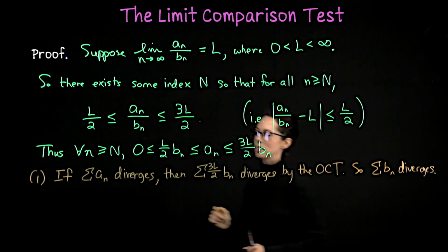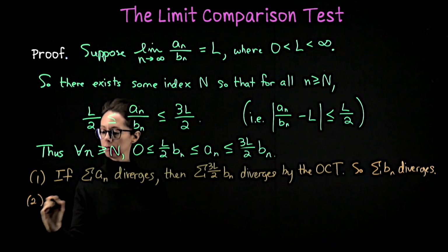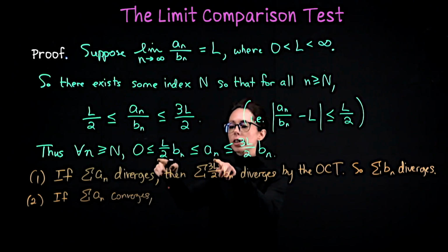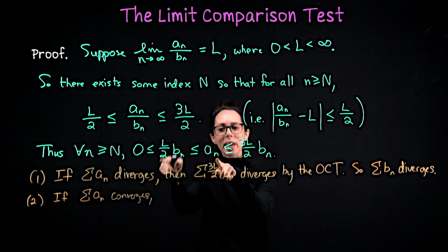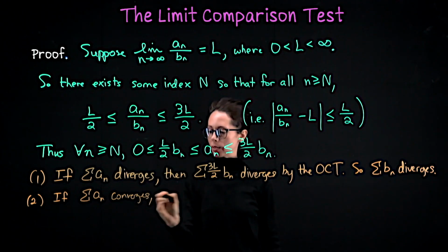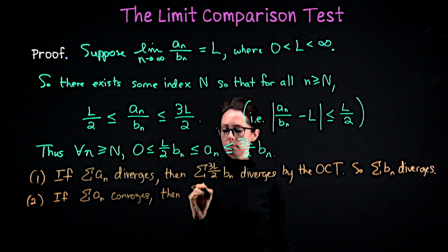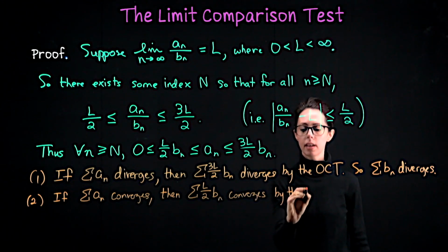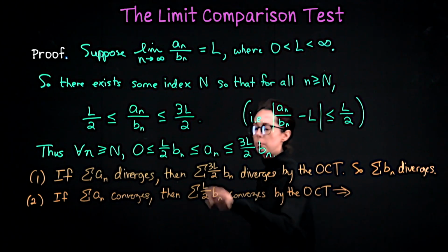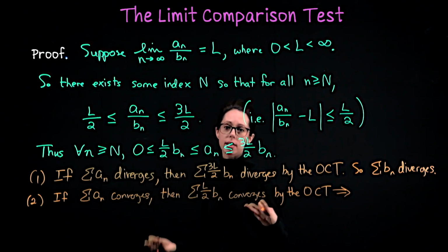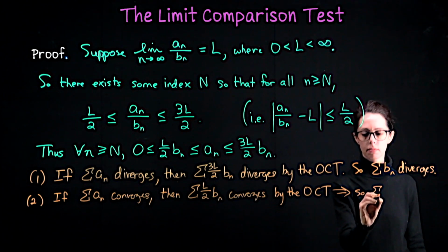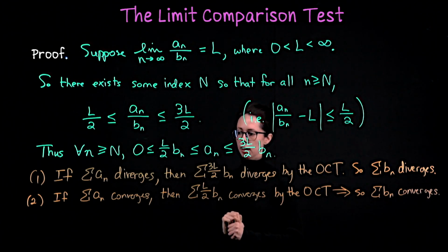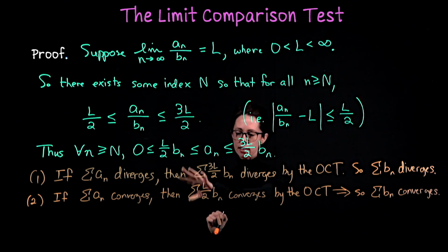Let's do, what about if the series a sub n converges? Then L over 2 bn is smaller than something which is converging. So again, by the OCT, this converges. Again, by the OCT. And overall, that implies that just bn would converge because L over 2, again, is just a scalar multiple.